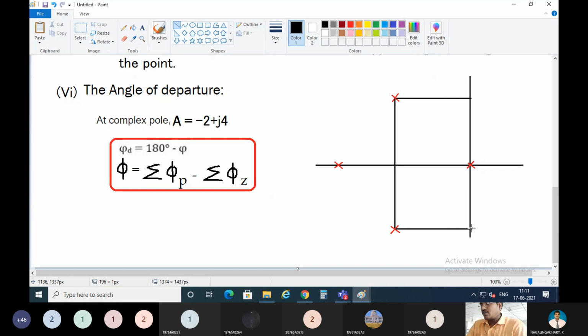So just draw it for the angle of departure calculation. Compulsory, just note it down. Like this you should draw. Then only you are going to calculate the angle of departure at A and A conjugate. This is A conjugate. What is A? A is -2 plus J4.